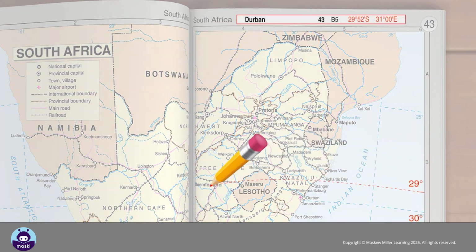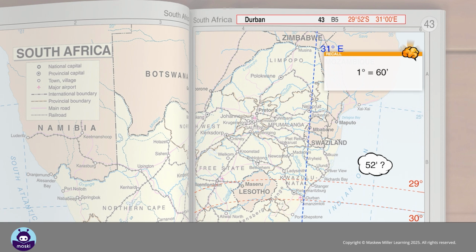Lightly in pencil, mark the 29 degrees and 30 degrees latitude lines south as well as the 31 degrees longitude line east. Because minutes are not marked on maps, you have to estimate where 52 minutes will be. Remember that each degree is divided into 60 minutes.